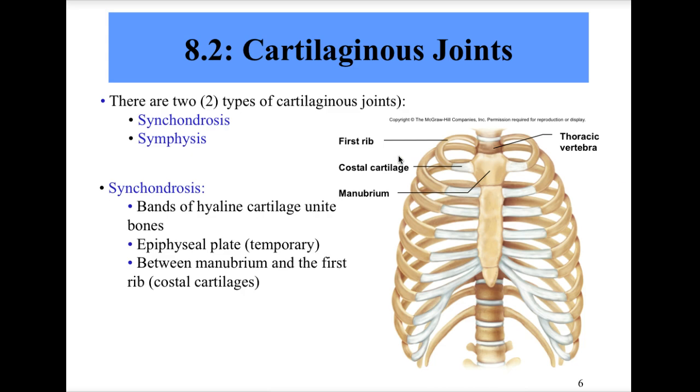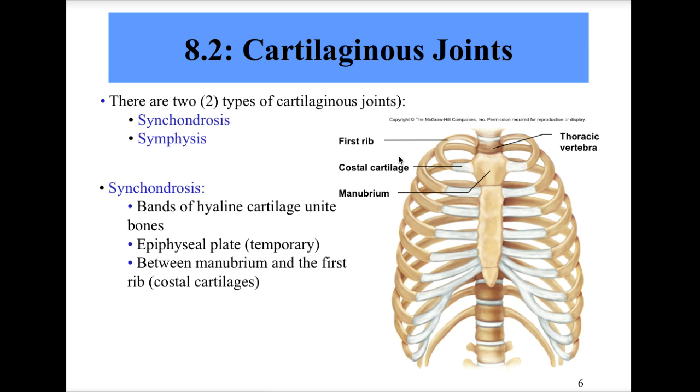There are two types of cartilaginous joints, synchondrosis and symphysis. In the synchondrosis, you have bands of hyaline cartilage. So you have a plate of that hyaline cartilage, and you're going to have sites of bone growth during the youth. During the youth, you have bone growth that's going to occur temporarily at that epiphyseal plate.